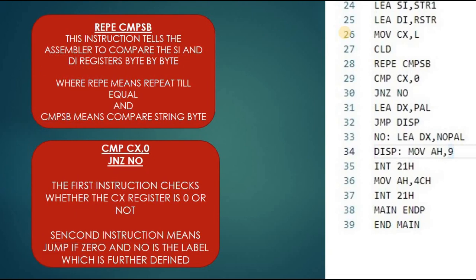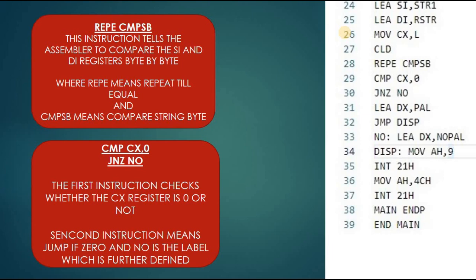Now, the 28th line of the program says REPE CMPSB. This instruction tells the assembler to compare the SI and DI registers byte by byte, where REPE means repeat till equal and CMPSB means compare string byte.